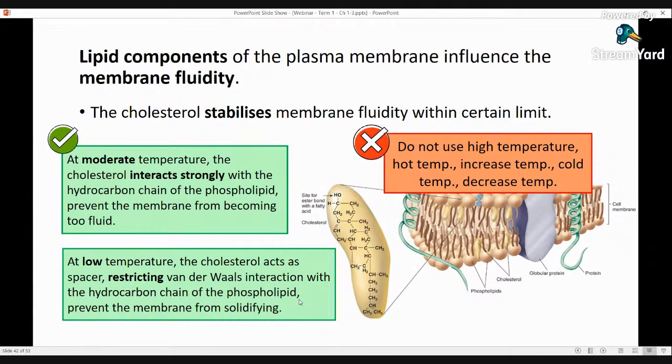at moderate temperature, not high temperature, the cholesterol stabilizes the plasma membrane by reducing the fluidity.